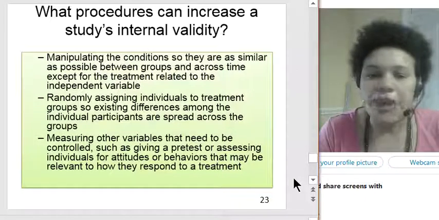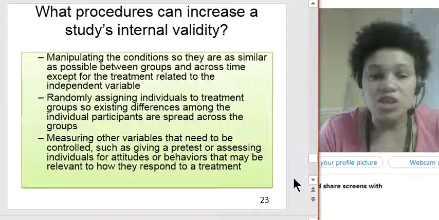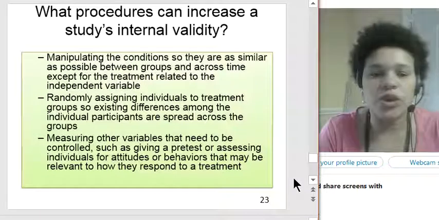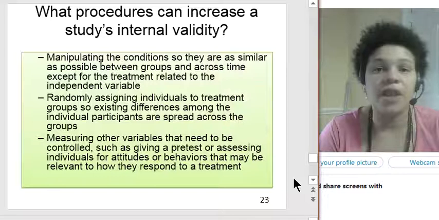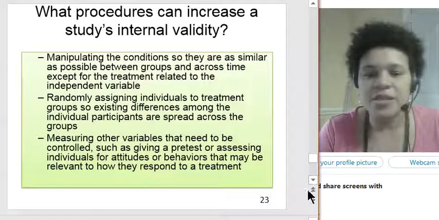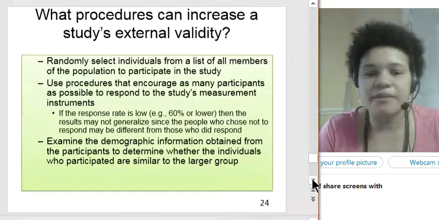Also, measuring other variables that need to be controlled, such as giving a pretest or assessing individuals for attitudes or behaviors that may be relevant to how they respond to a treatment. If you don't know where people started, it's hard to know how much they improved or how effective your intervention was. And so pretests help with that.